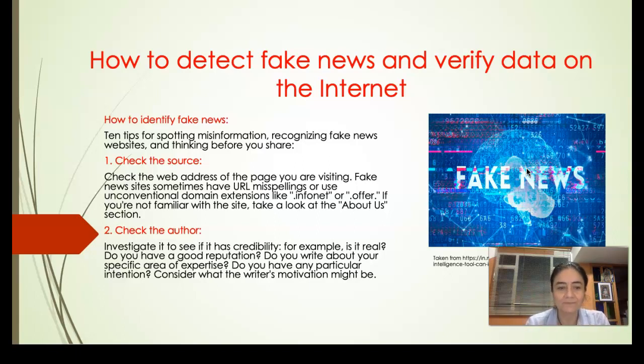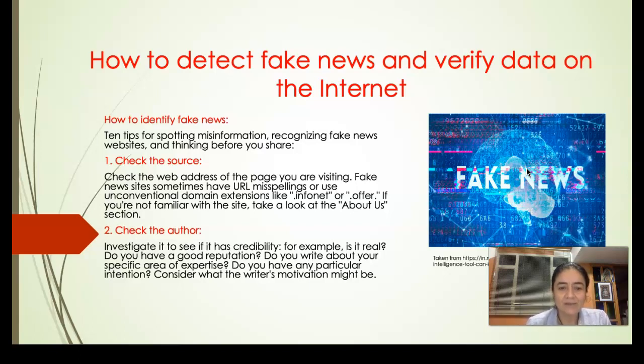Check the sources. Check the web address of the page you are visiting. Fake news sites sometimes have URL misspellings or use unconventional domain extensions. If you're not familiar with the site, take a look at the About Us section. Okay? The other tip is to check the author.